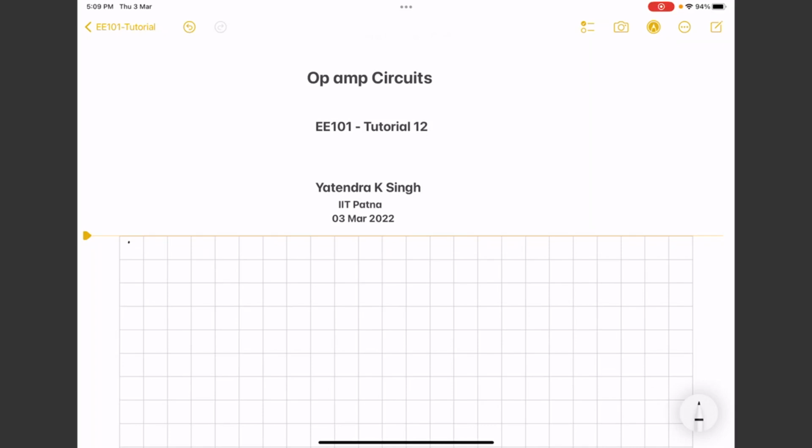So I thought that I will cover the key circuits which form the core of those experiments, especially the second and third one based on op-amp. Most of the op-amp circuits are analyzed using a concept called virtual short.